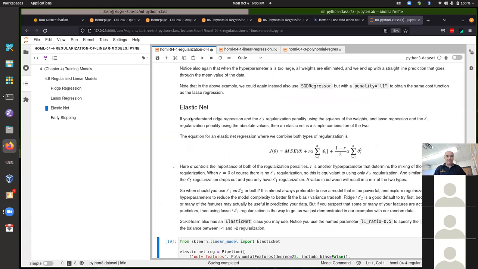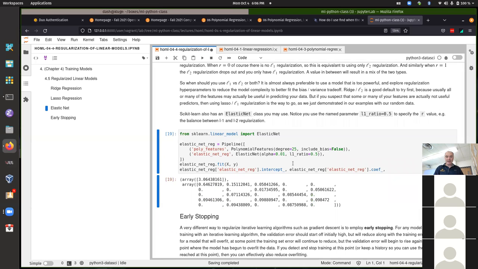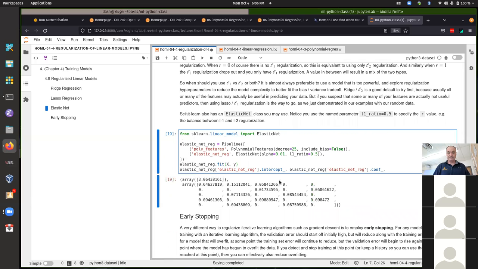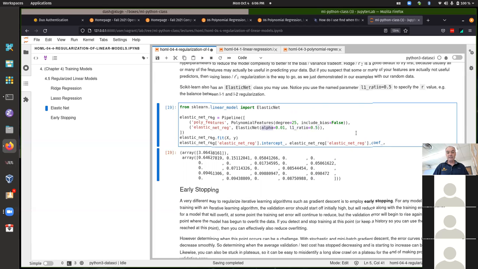In practice, I don't find doing combinations of these too useful a lot. But I think in our assignment, I ask you to try out an elastic net, a combination of the L1 and L2 regularization. In this case, we're using both L1 and L2 equally. The L1 ratio is that R we were just talking about, and the alpha is applied to both of these.